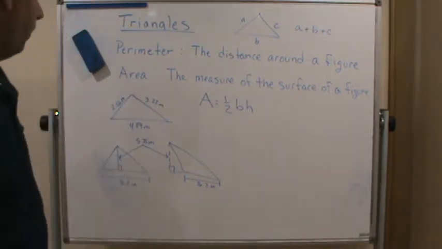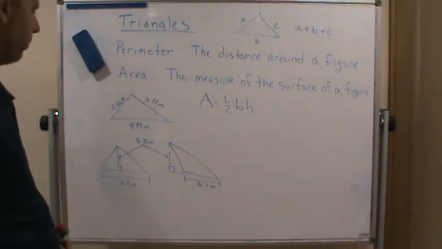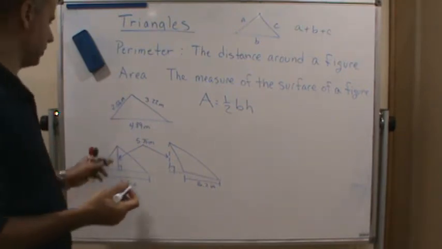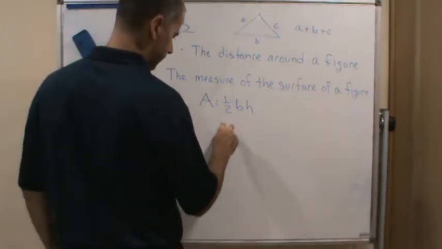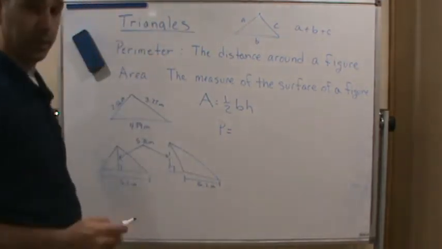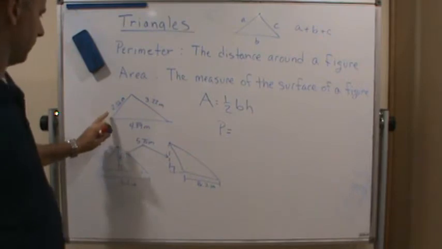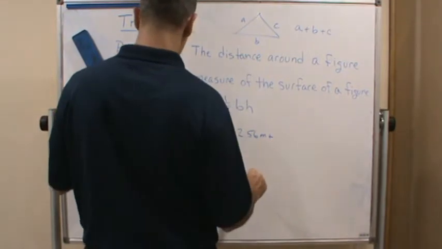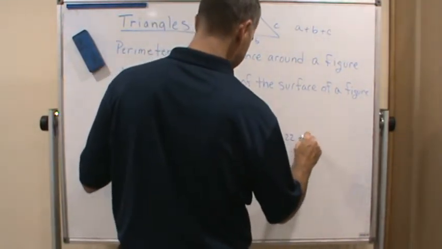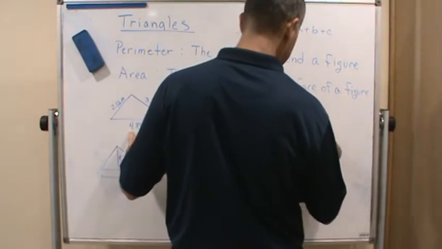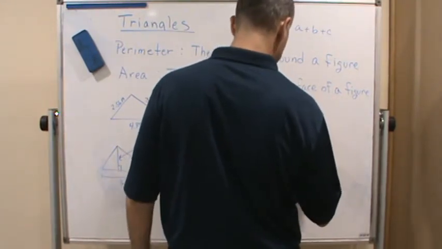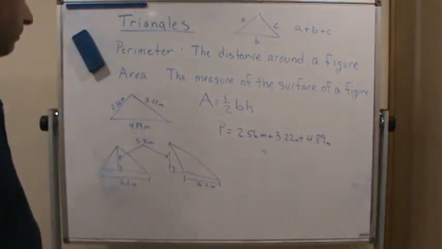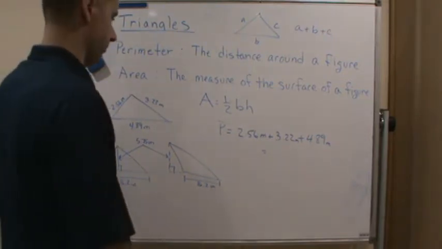So how would we find the perimeter of this triangle here? Well, we would just add up the lengths of each side. So the perimeter here, P, which is just A plus B plus C, the three sides, is going to be 2.56 meters plus 3.22 meters plus 4.89 meters. And if you add those up, you get 10.67 meters.